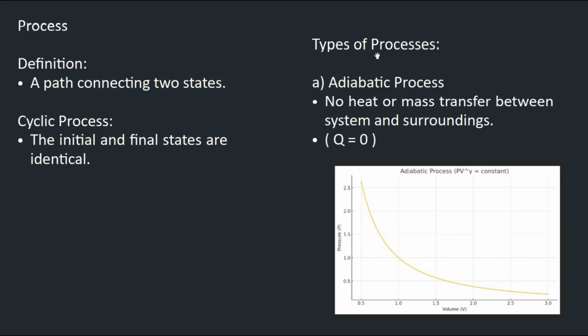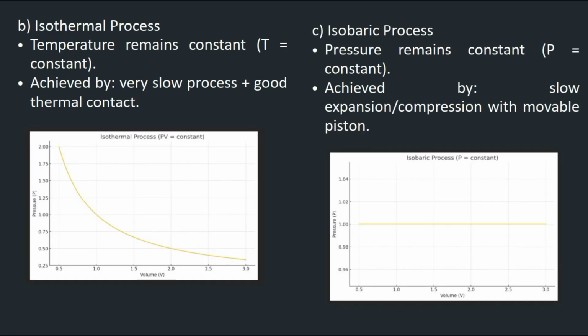So that is a cyclic process. There are different types of processes that we need to know in this chapter. Starting with adiabatic. Adiabatic process is wherein you have no heat or mass transfer between the system and the surrounding. Okay. So we will be talking about all of this in detail. This is just an overview. So just keep this in mind. Isothermal. Iso means same. Thermal means to do with temperature. So temperature remains constant. In this process, the temperature remains constant. This happens by very slow process and good thermal contact. Again, if you don't understand this, it's okay. Just a small note so that you guys have a basic idea when we actually dive deep into the entire thing.